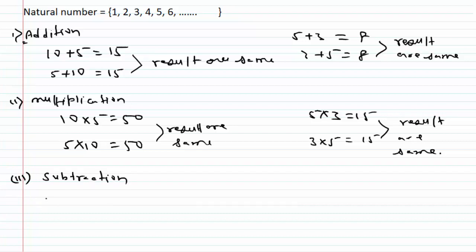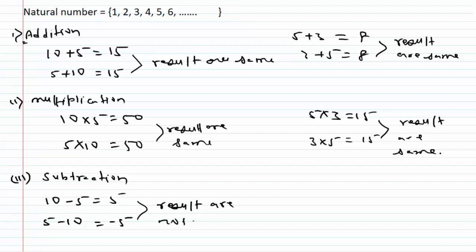When you subtract 5 from 10, you will get 5. And when you subtract 10 from 5, you will get minus 5. Here we swap the location, and we found that the results are not the same. Similarly, if you subtract 15 from 20, you will get 5. And when you subtract 20 from 15, you will get minus 5, and the results will not be the same.